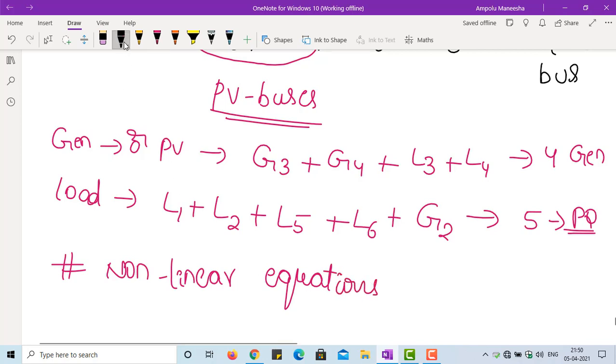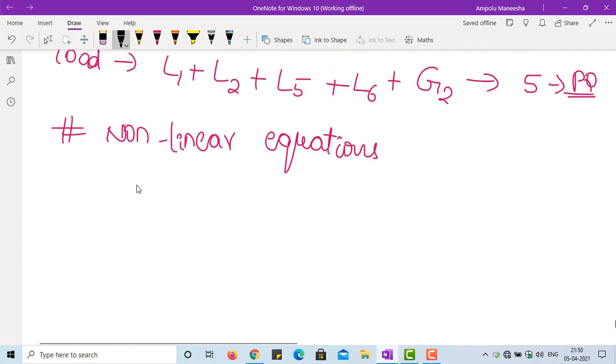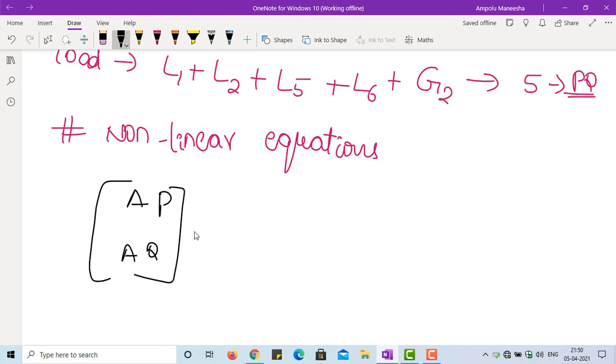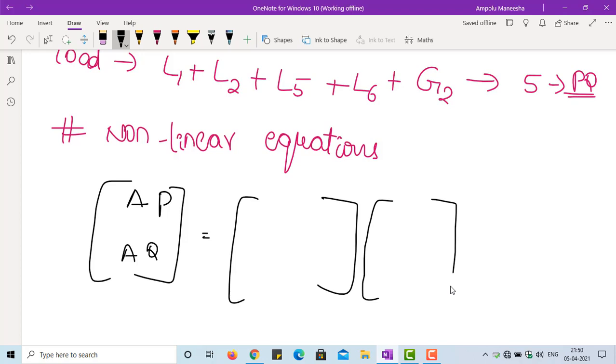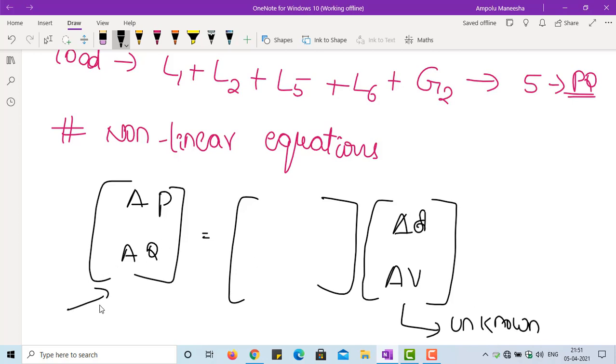So, from the Jacobian matrix, delta P and delta Q are the known vector. J is the matrix which is governing the relation between the known and the unknown vector. Delta delta and delta V is the unknown vector. This is unknown and this is known.